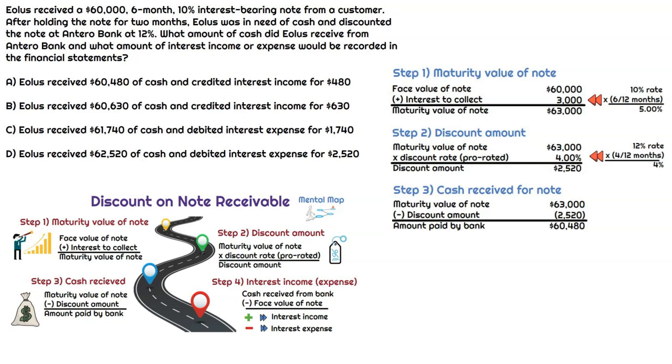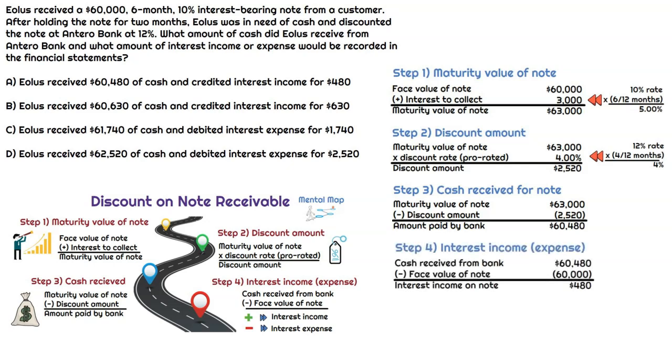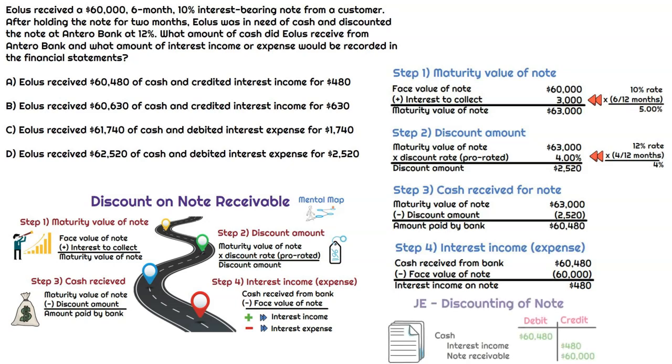So in step 3, we can calculate the cash Ellis received from Antero Bank for the note. So the maturity value of the note was $63,000. Subtract the discount amount of $2,520, and that means the amount paid by Antero Bank was $60,480. Now in step 4, we compare the cash received from the bank to the face value of the note. So the cash received was $60,480, subtract $60,000, which is the face, and it's a positive number, which means it's interest income. So interest income on the note is $480.